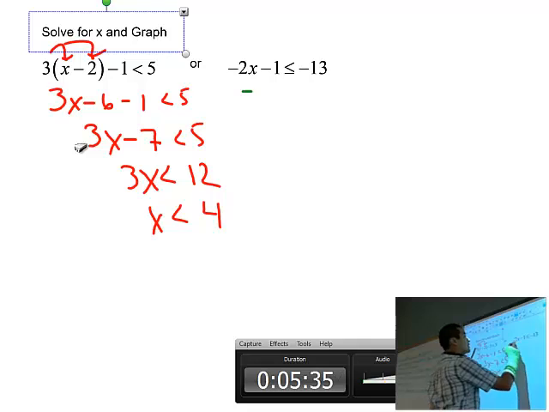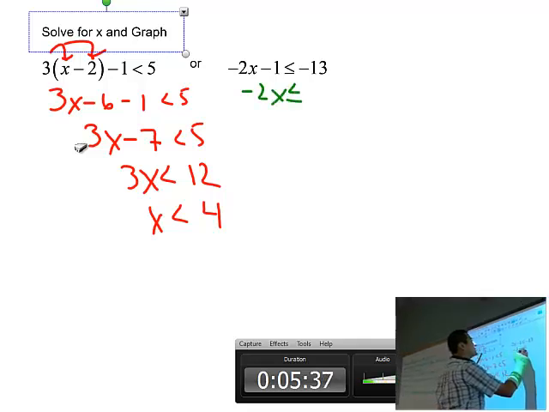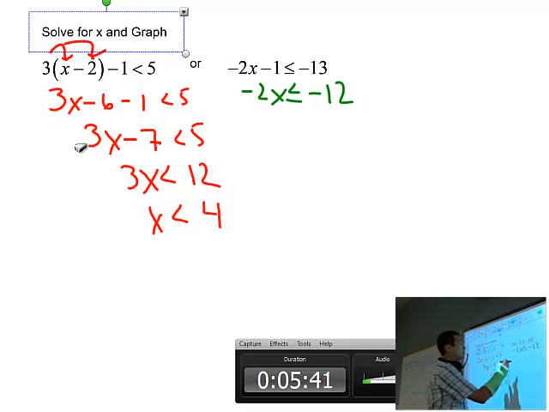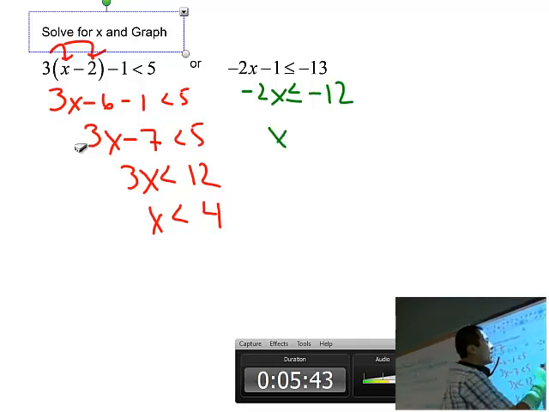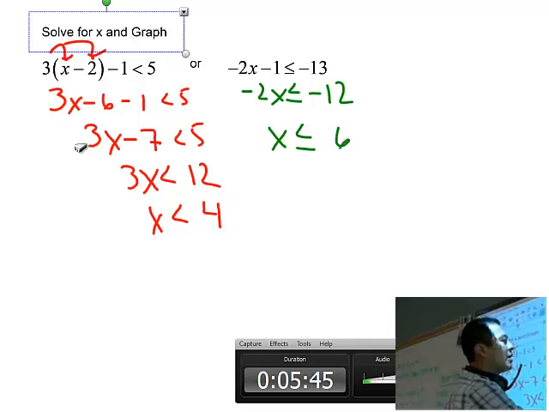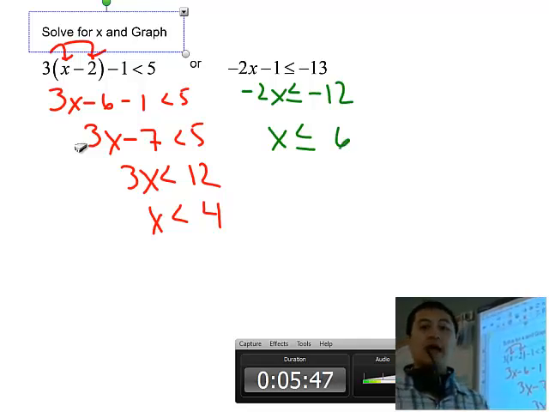Solve, same thing. Negative 2x less than or equal to, add 1 to both sides, negative 12. Divide both sides by negative 2. X is less than or equal to positive 6. Very good. How do you guys feel so far?